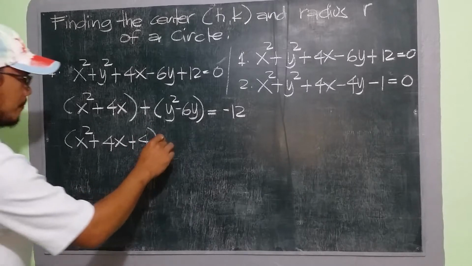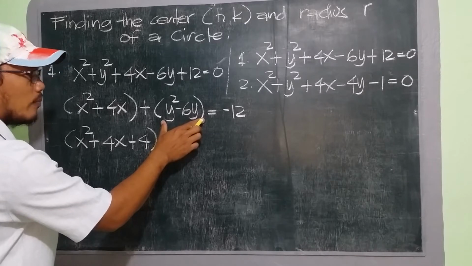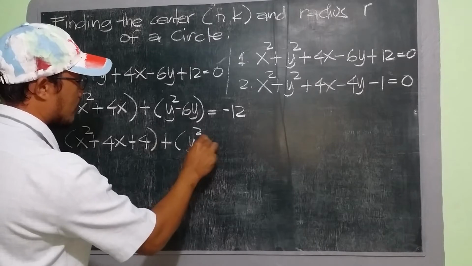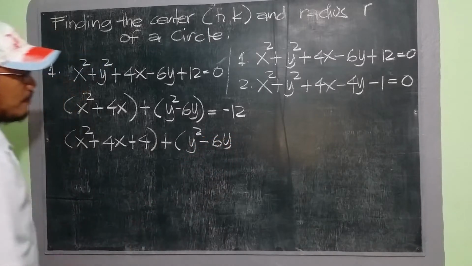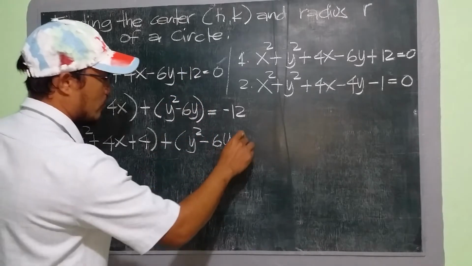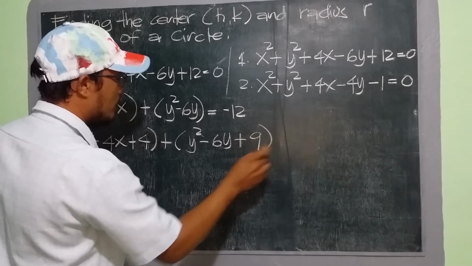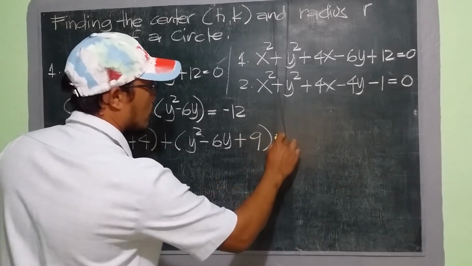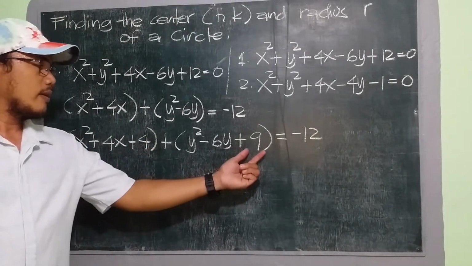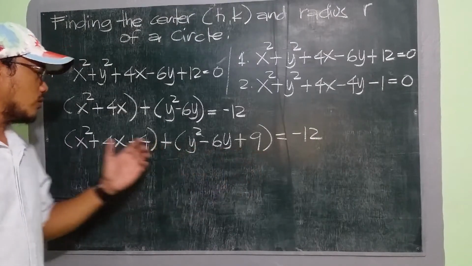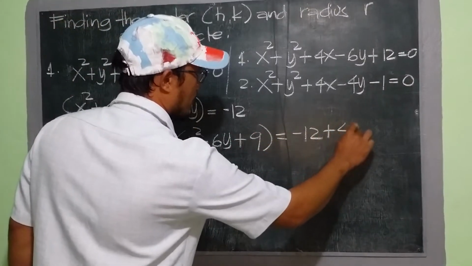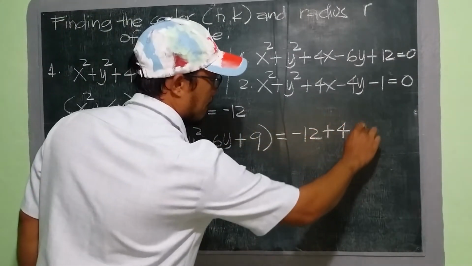Okay, and then next we're going to complete the square of this one also. So this will become y squared minus 6y. 6 divided by 2 is 3, and then 3 times 3 is 9. So we're going to add 9 to complete the square. Then equal to negative 12. Now remember, we added 4 and 9. So we do the same on the other side. We're going to add 4 and 9.